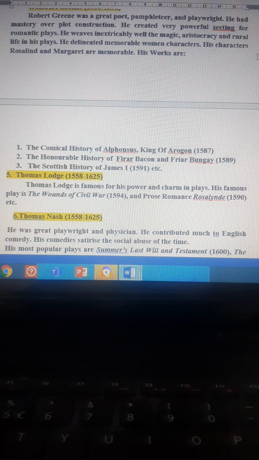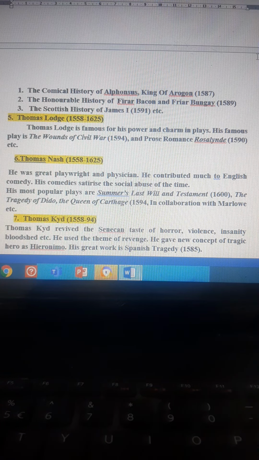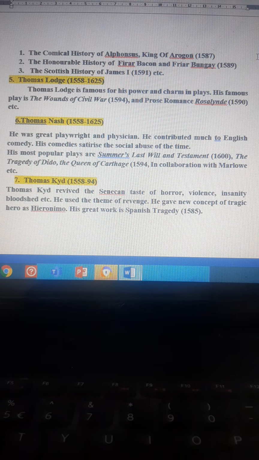His works are The Comical History of Alphonsus, King of Aragon, 1587, The Honourable History of Friar Bacon and Friar Bungay, 1589, The Scottish History of James IV, published in 1591, etc. Next is Thomas Lodge. He was born in 1558 and died in 1625. Thomas Lodge is famous for the power and charm that he created in his plays. His famous play is The Wounds of Civil War, published in 1594. His prose romance, Rosalind, was published in 1590, and William Shakespeare's As You Like It is also modeled after it.